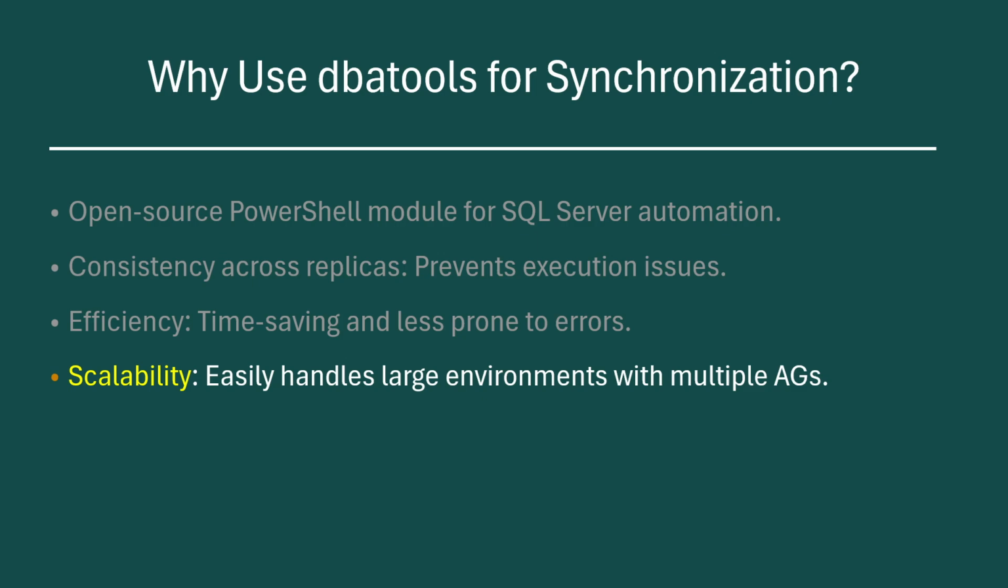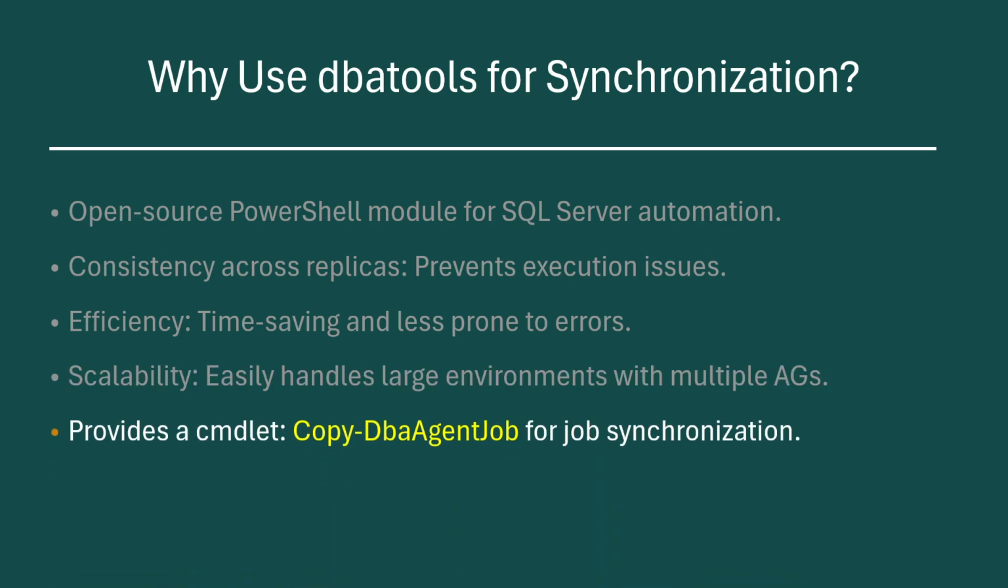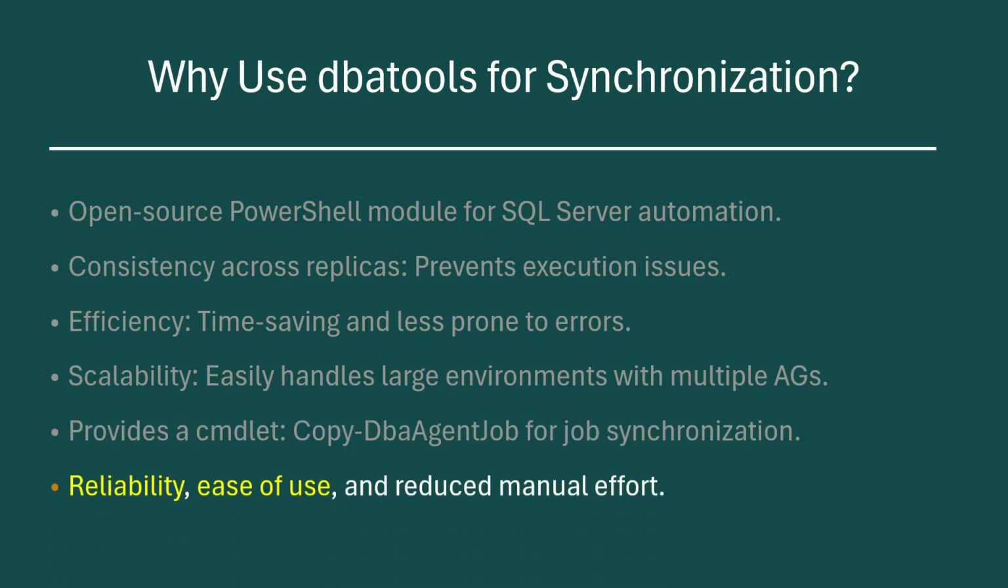It's scalable in the sense that you can use it to handle a large environment with multiple availability groups or availability replica instances. For this, we use the Copy-DbaAgentJob commandlet for the job synchronization. The way I'm going to show you, we'll dynamically synchronize the jobs across environments. It's reliable and has ease of use, and that reduces the manual effort by DBAs.